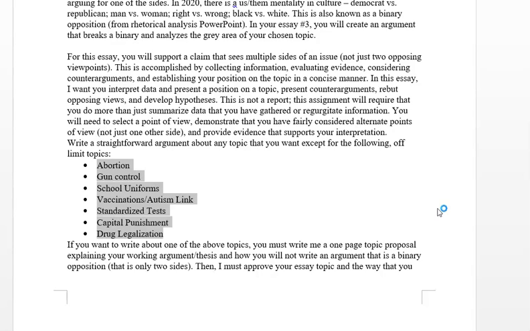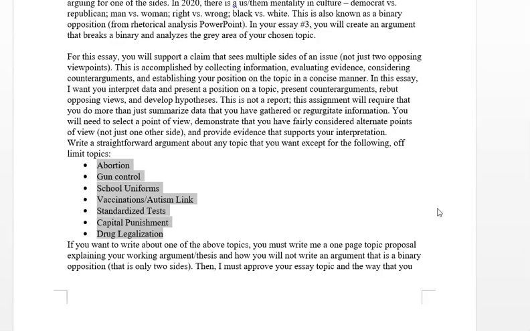Now, all these you can write a binary argument about. I'm not saying that other arguments cannot be written as a binary argument, but you want to try to find the gray area within your argument. So don't just write a one-sided, very extreme argument. Find some middle ground.